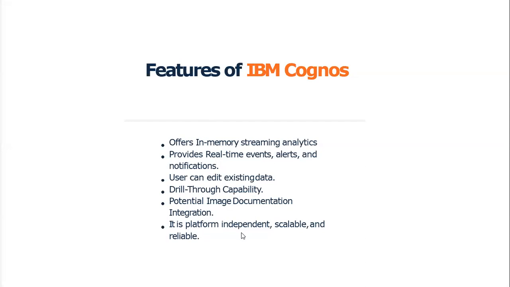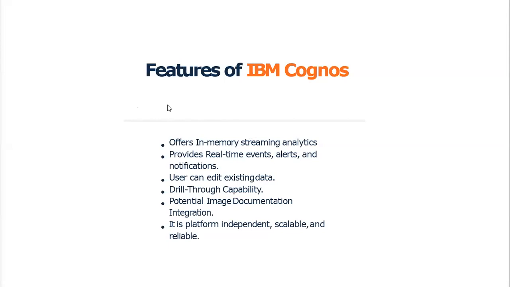It is platform independent, scalable and reliable. Platform independent means irrespective of the operating system. Basically it is web-based, so not only will it work in Google Chrome, it will work in Safari or whatever the browser may be. It is independent of the platform you try to launch it on, so it will work on every platform. So these are the features of IBM Cognos.